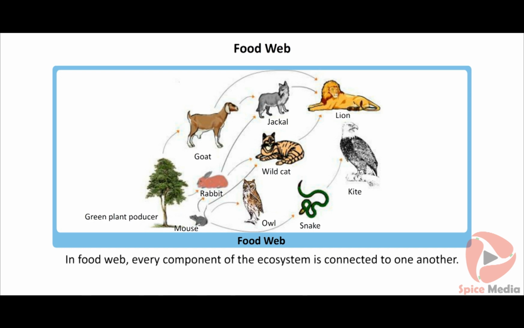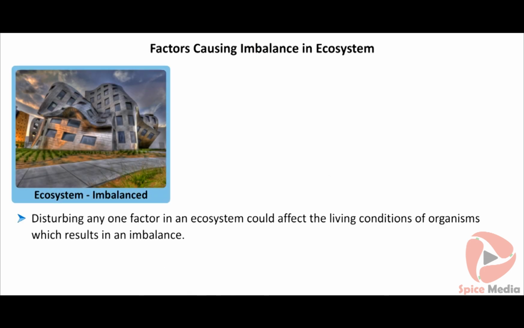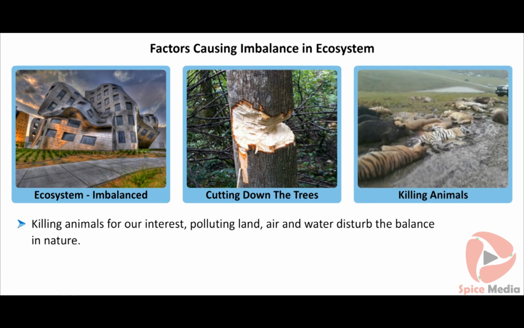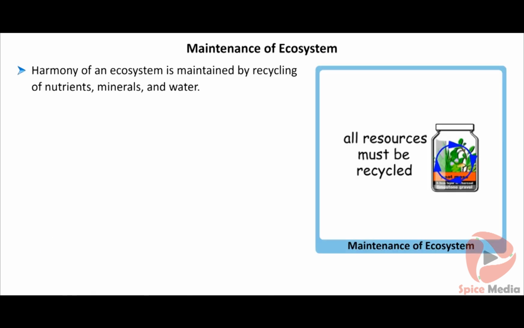The food chains are interlinked to form food webs. In food web, every component of the ecosystem is connected to one another. Disturbing any one factor in an ecosystem could affect the living conditions of organisms, which results in an imbalance. Removal of trees and vegetation would affect both land and water ecosystems, as there will be no food for organisms. Killing animals for our interest, polluting land, air and water disturb the balance in nature.